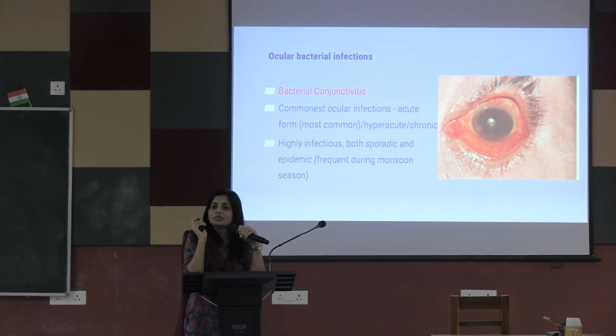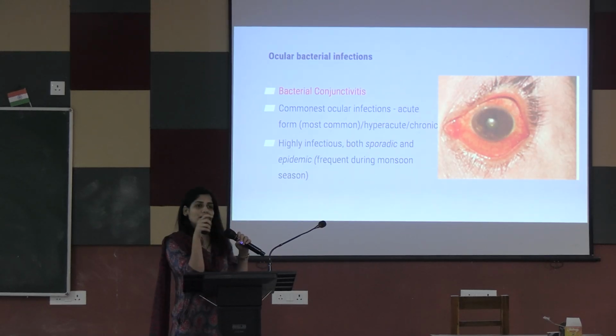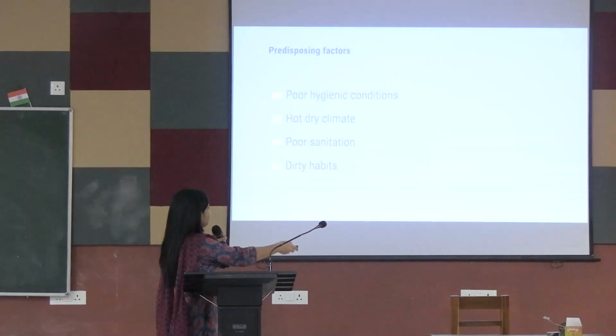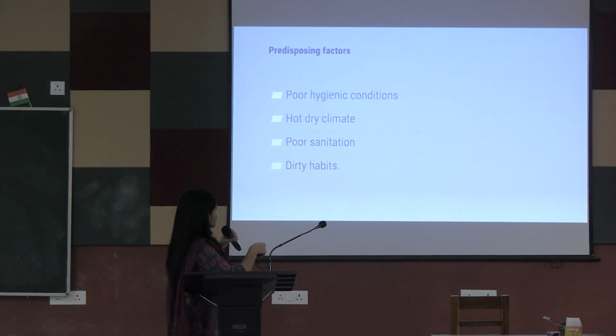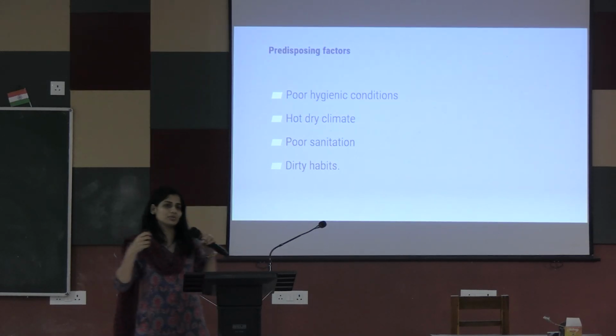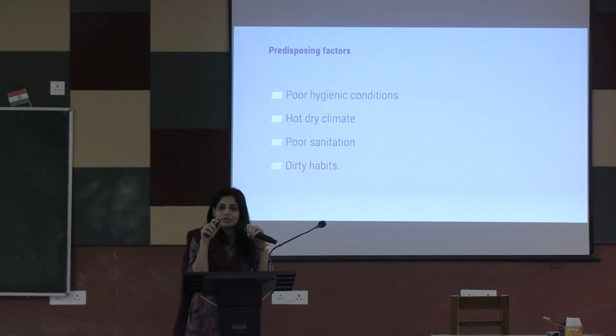What about chronic? Chronic is which is not going away in a regular course of disease, which is staying there for weeks, right? Then it can be sporadic. Sporadic means occurring very rarely, or epidemic. What are the predisposing factors? In a hot and dry climate, you might have seen the moisture in the eyes goes away. That makes the eyes prone to these diseases, and so does very poor hygiene.